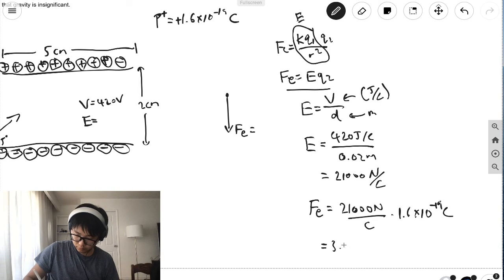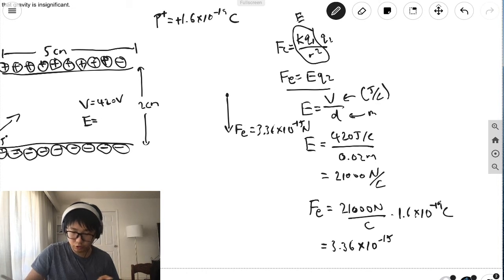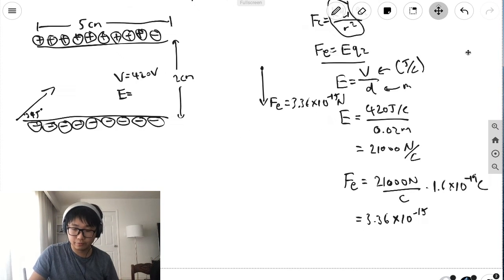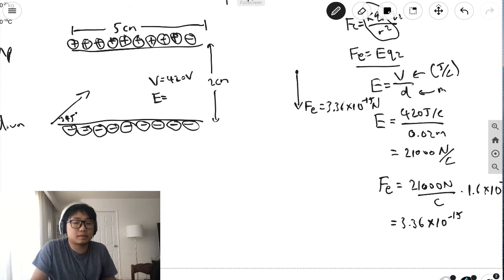Then we have 3.36 times 10 to the negative 15. So once again, that's 3.36 times 10 to the negative 15, and that's a Newton. Okay, so we have our force now. So now it's just a projectile problem.